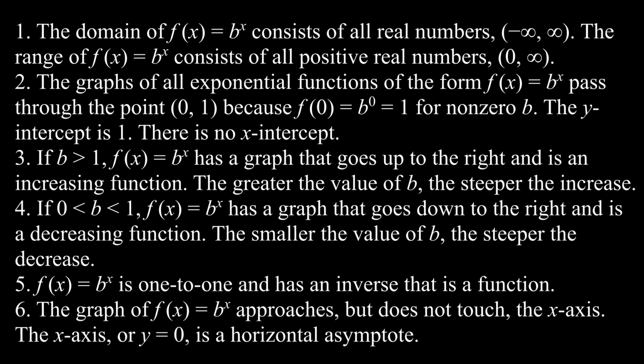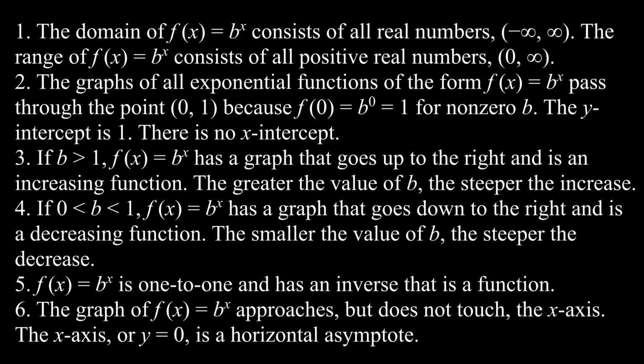We have that f of x equals b to the x is 1 to 1 and has an inverse. It's a very special kind of function that we'll see in the next section. And the graph of f of x equals b to the x approaches but does not ever touch the x-axis. So the x-axis, or y equals 0, qualifies as a horizontal asymptote.